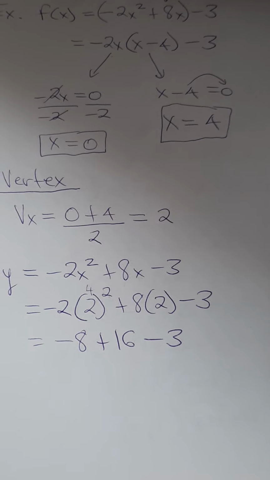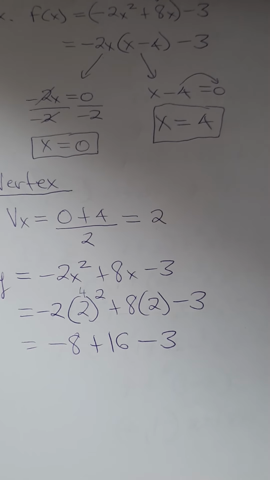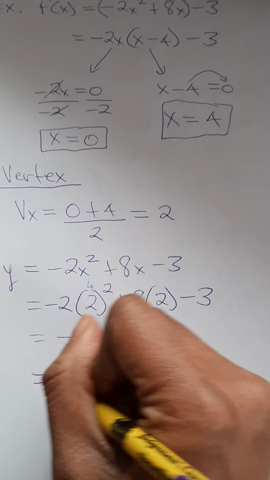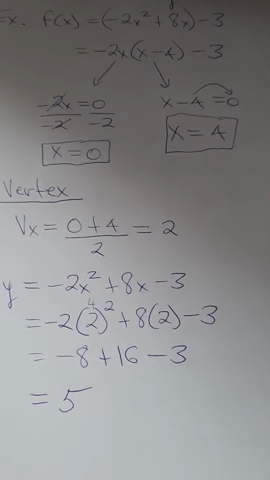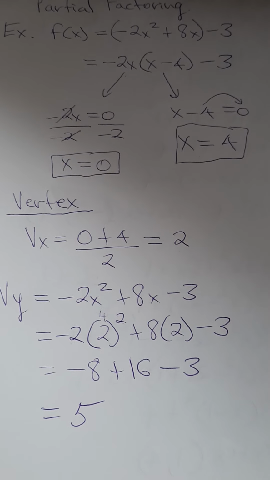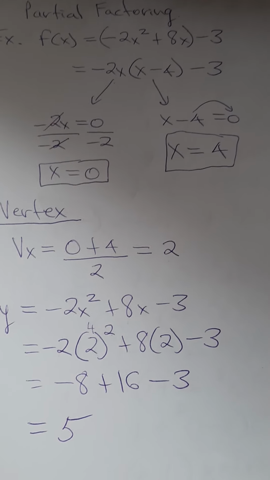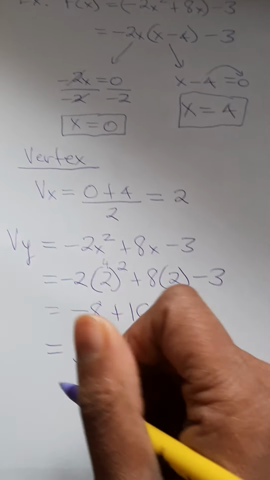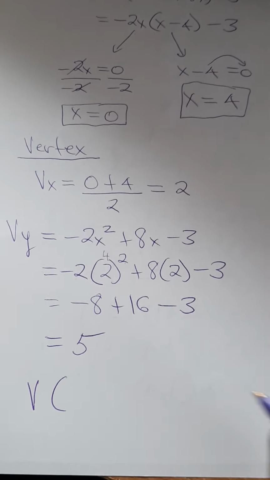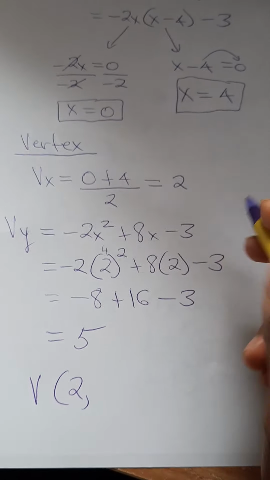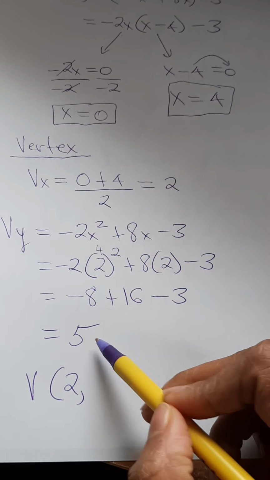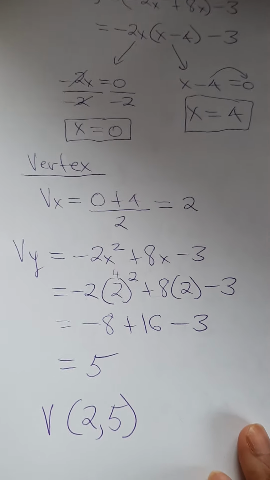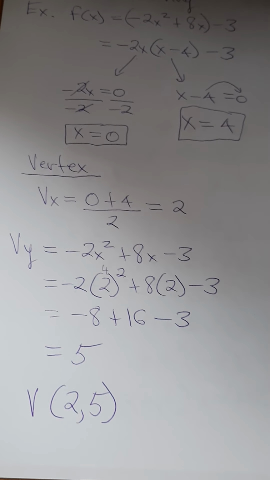Does everyone see how to do that? So basically, we are just evaluating our answer here. Okay, and you should be getting +5, okay? And that's basically my vertex here, okay? So the vertex is equal to, I'll just put a V, my x-coordinate is 2 here. Okay, my y-coordinate is 5. And that's what I'm getting for my vertex, okay?